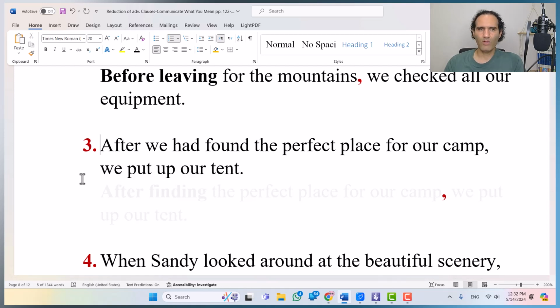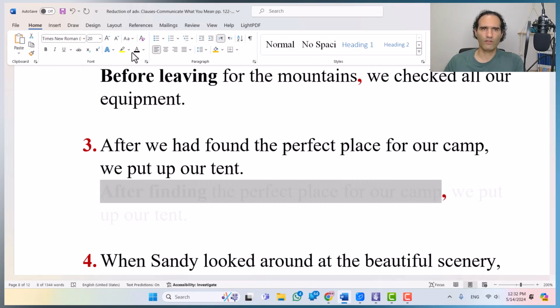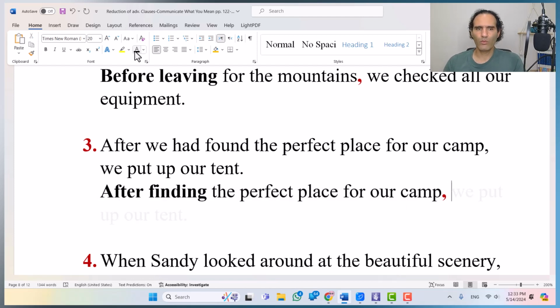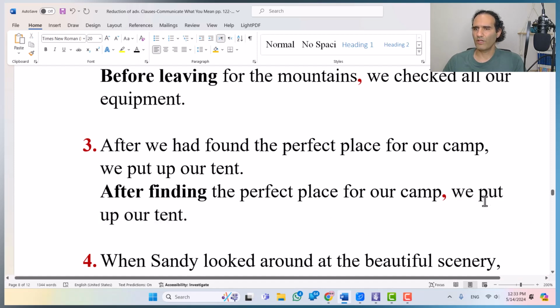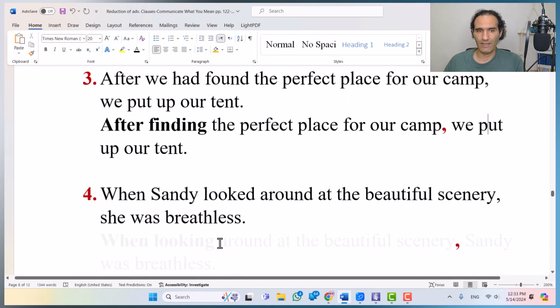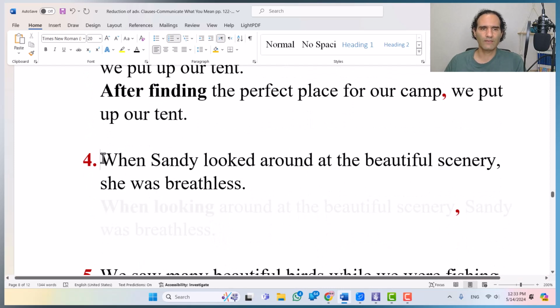Subjects are the same. We can omit this "we" and add -ing to this verb, and of course "had" will be gone. So we say, very good: After finding the perfect place for our camp, we put up our tent. And very beautiful language for your vocabulary build up. Put up a tent. So at first when you're camping, you put up your tent, and the day after you take it down. Put up, take down for tent.